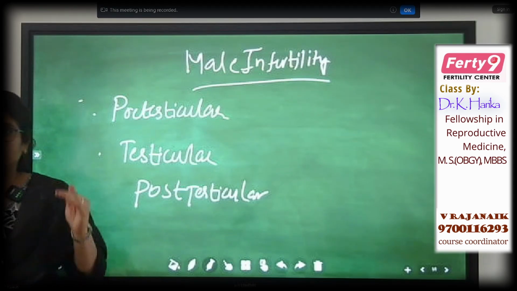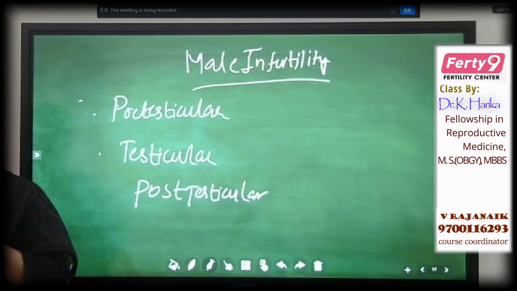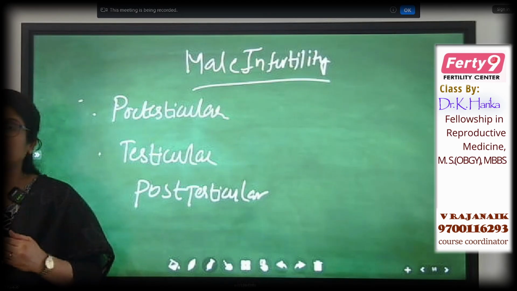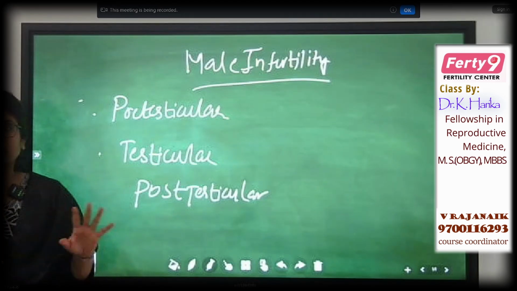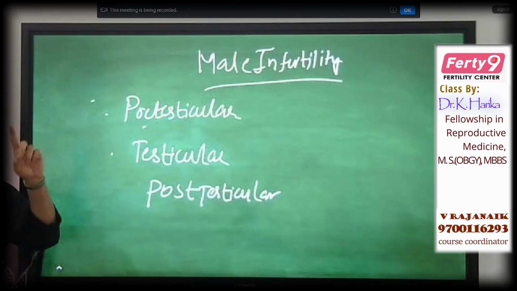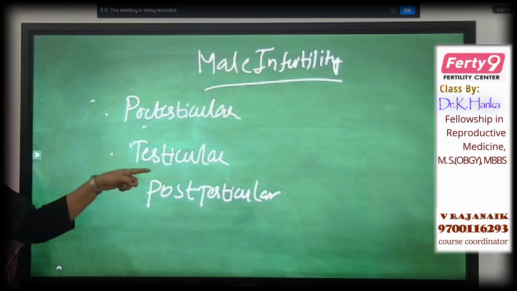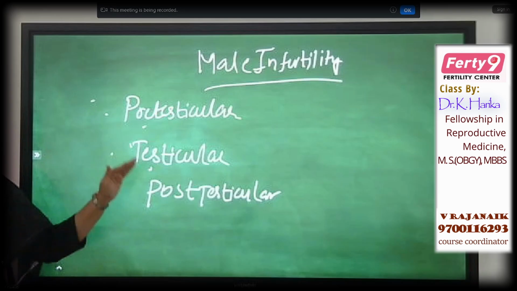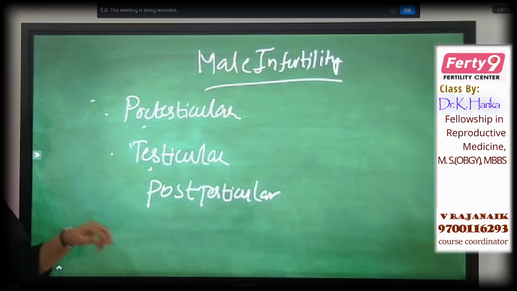Coming to post-testicular, that is outside the testis: the epididymis, vas deferens, seminal vesicles, and ejaculatory ducts. Any pathology related to these, like seminal vesiculitis, prostatitis, ejaculatory duct obstruction, vas obstruction, epididymal infection, or congenital absence of vas deferens, contributes to post-testicular causes. So the first is related to the hypothalamus and pituitary, and this is related to the testis. There are many other causes, but briefly, I'm discussing the causes of male infertility.